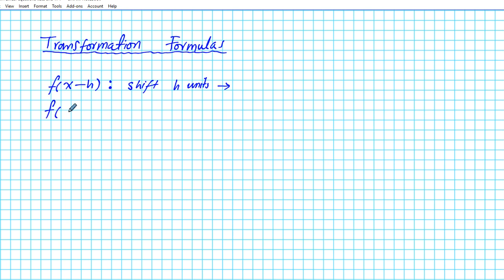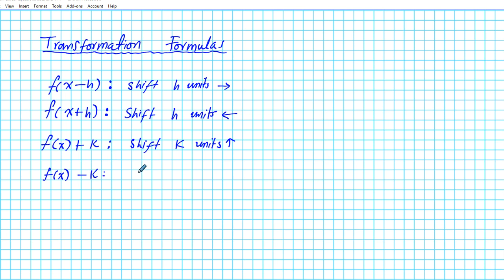Now if you have the function composed with x plus h, basically the number grouped with x is positive, that's going to be a shift in the opposite direction. It's going to be a shift h units to the left. Now the next transformations involve a constant that's been added to the function. So if you have a function plus a constant, let's say k, in this case you're going to have a shift k units up. And then if you have the function minus k, you're going to have a shift k units down.